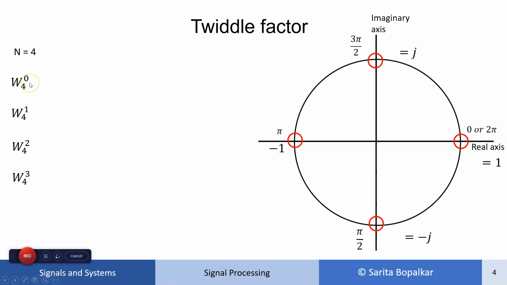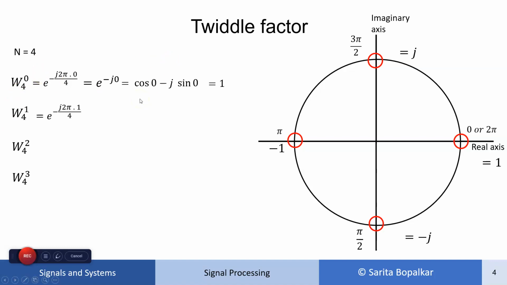So W40, we know how to calculate. W is e raised to minus j 2 pi, with 0 in the numerator and 4 in the denominator. Now it becomes e raised to minus j 0. We know cos 0 minus j sin 0. Cos 0 is 1, sin 0 is 0. So this W40 is 1.